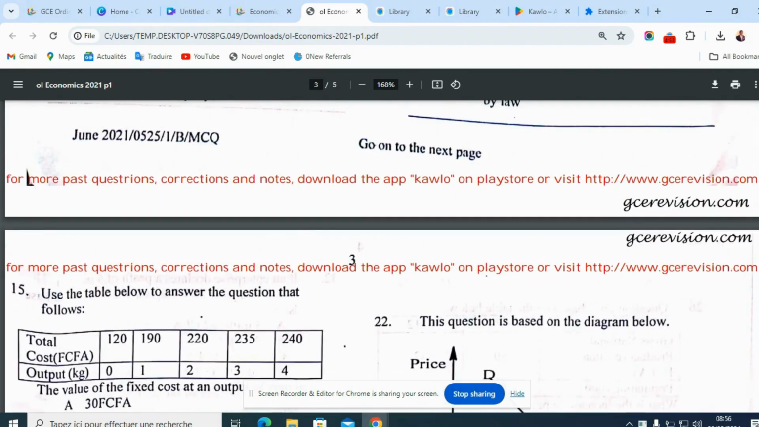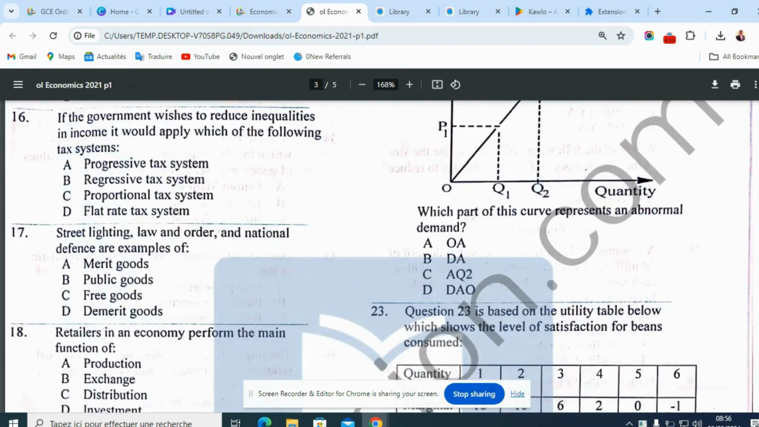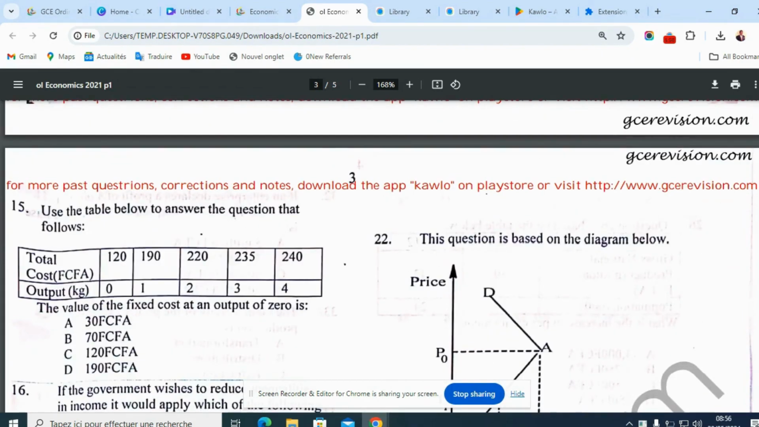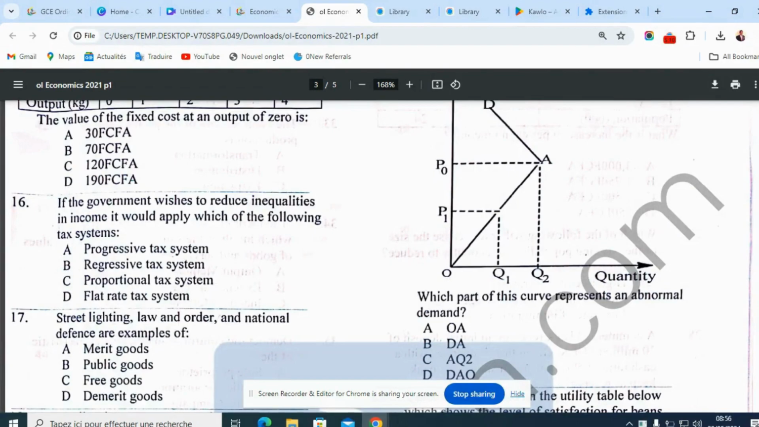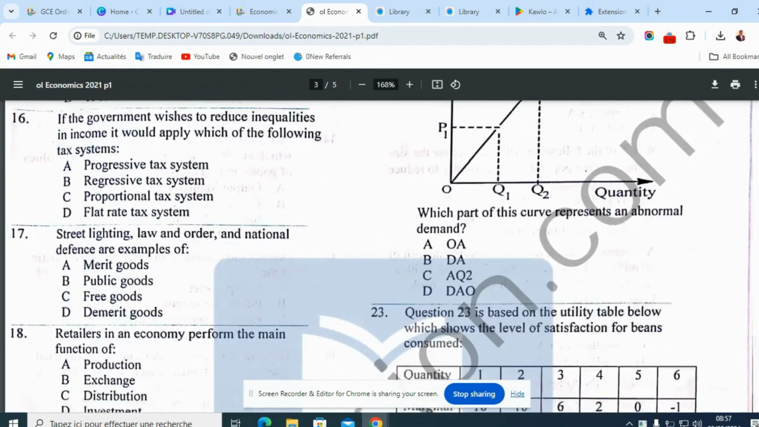So when you look at the diagram, you're going to see where the price goes and it touches the A, then it goes down. So you see that the curve is abnormal at AO or OA. So that's where the answer actually is A. That is where the curve is abnormal.